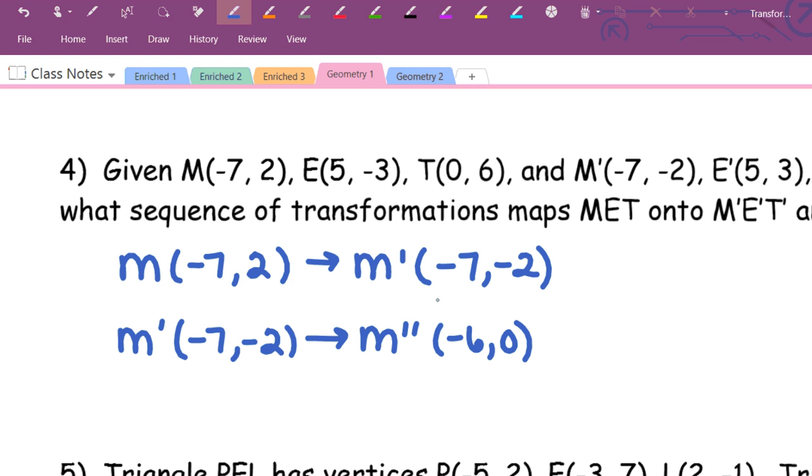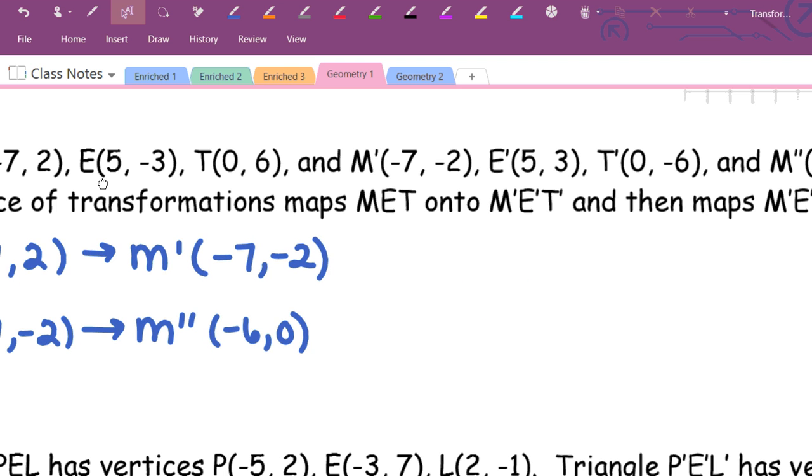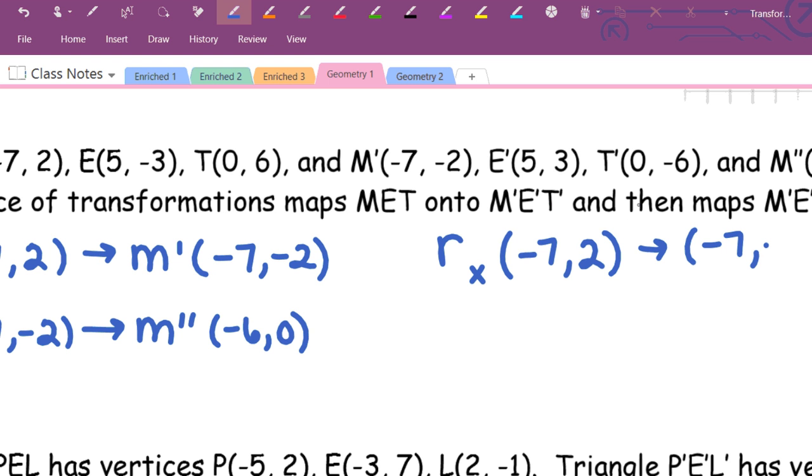How do I go from M to M prime? Well, to start off with, this would be an x-axis reflection. On the point, what was that point? Negative 7, 2. And that would give us the point negative 7, negative 2.